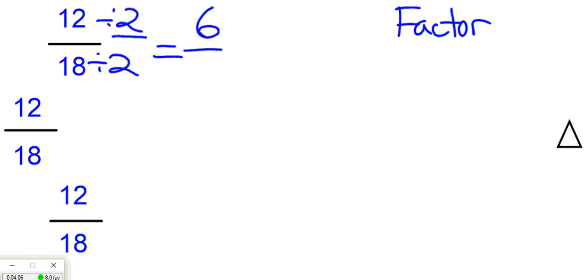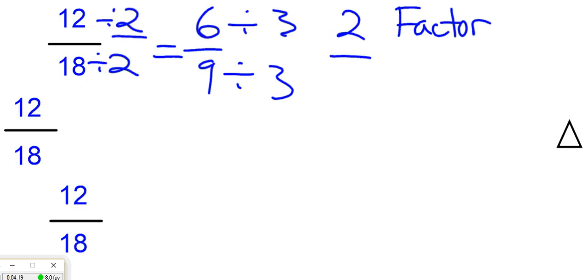And so I'm going to come away with this concept. Now the question is, is it in lowest terms? 6, 9, no. They can be reduced again. And so I take these steps, and now I have 2 over 3. And now I've gotten to lowest terms, right?